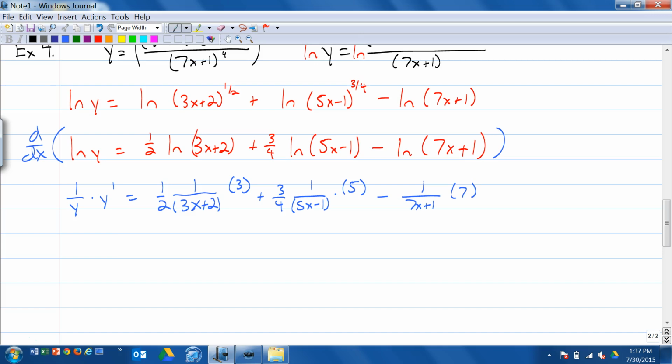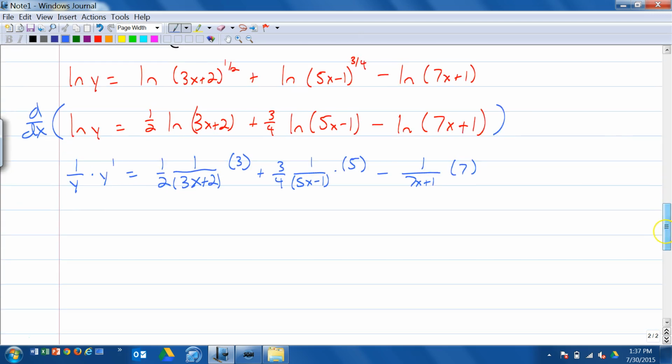Okay? So now, that's pretty much our answer, except I'm going to move the y over, and then I'm going to re-sub in what y equals. Actually, I'll do it in 2 steps, and then we'll be done. So y prime is equal to y times, this becomes 3 over 2. This becomes 15 over 4. And this becomes 7 over 7x plus 1.